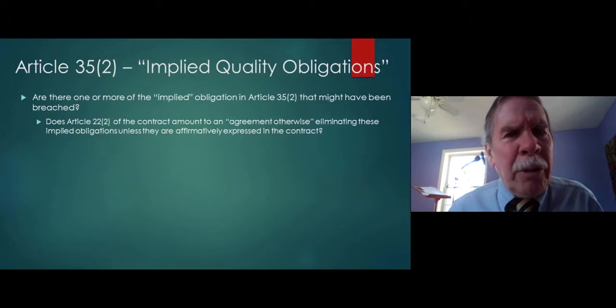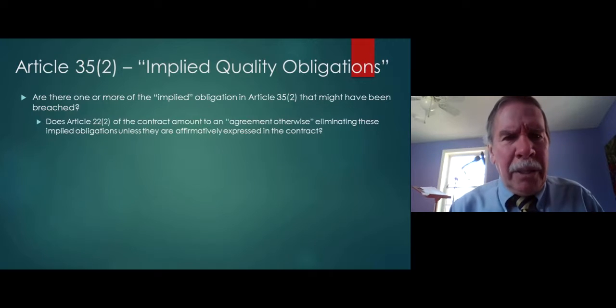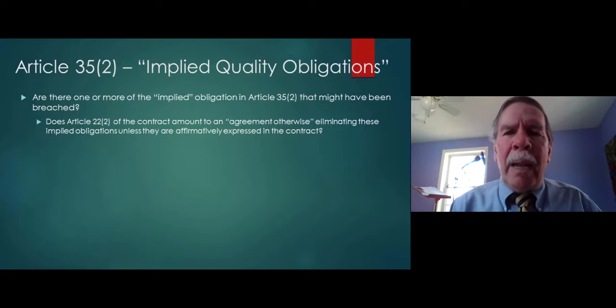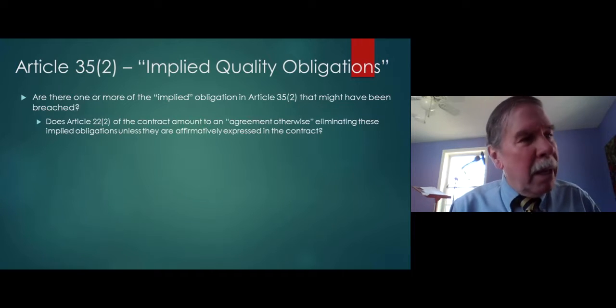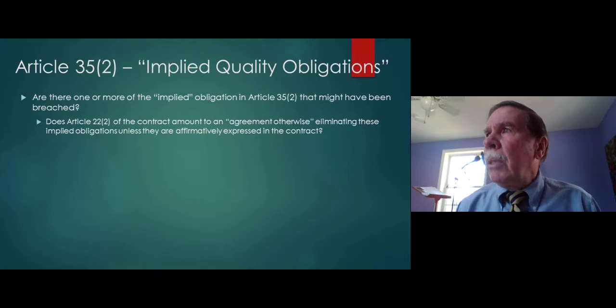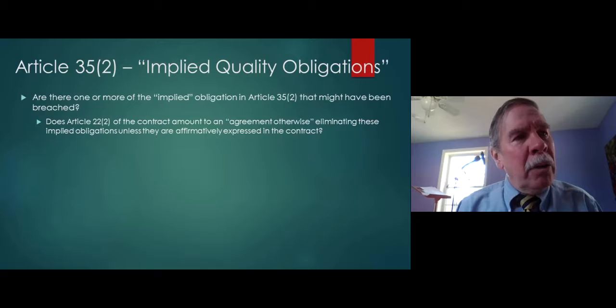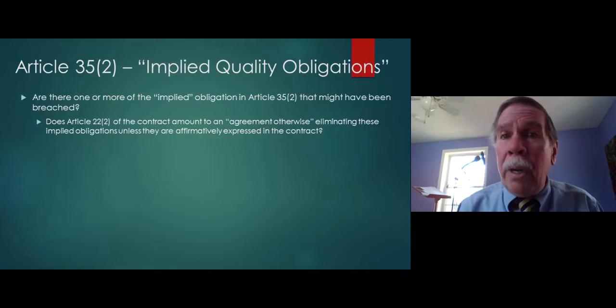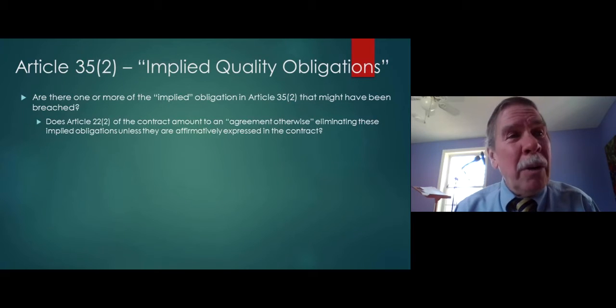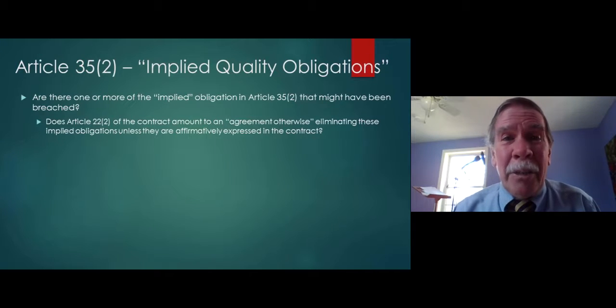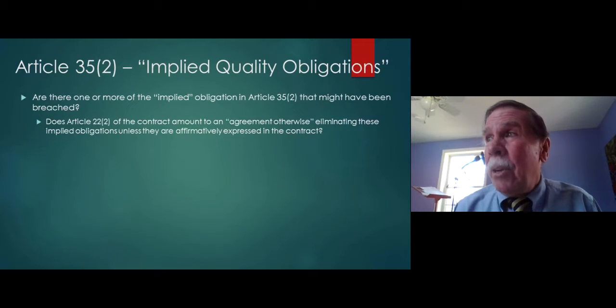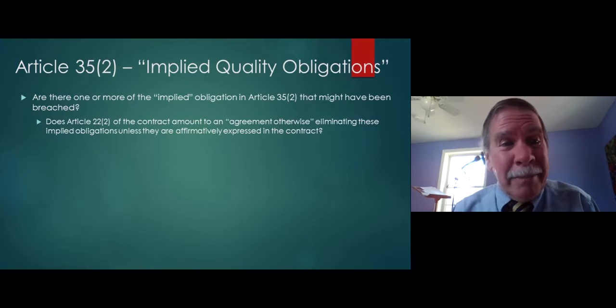Let's talk about Article 35.2, possibility of implied obligations. Are there one or more of the implied obligations in Article 35.2 that might have been breached? And there are a couple that seem to come up. Is it a possibility that these goods were not fit for their ordinary use? What is their ordinary use? It's defined by their contract description, it turns out. So ordinary use for the kinds of use that is described in the contract.